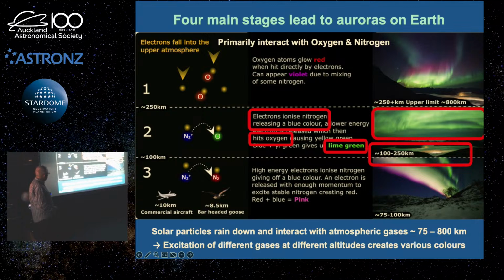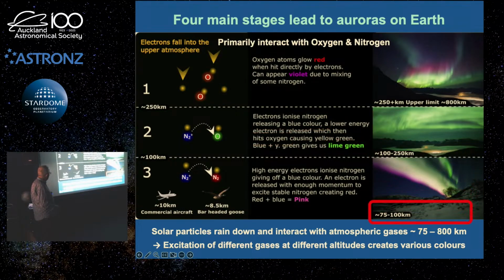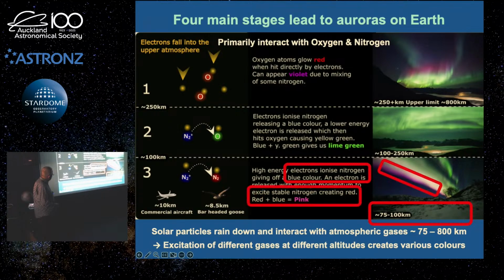And then if you go down to about 75 up to about 100 kilometres, there's less oxygen there, and that gets excited, but you're getting nitrogen ionised. And remember, that means booting the electron off, and that electron is usually got enough energy where it excites another nitrogen to create a pink colour there. So red and blue combined gives the pink colour, and you get that there. That explains why you get these layers of different colours. The bottom line is whether it's oxygen or nitrogen, at what altitude, and to what degree it is excited or ionised.